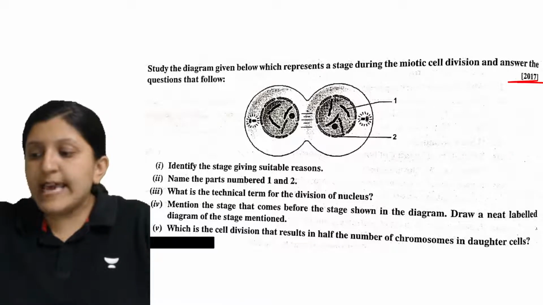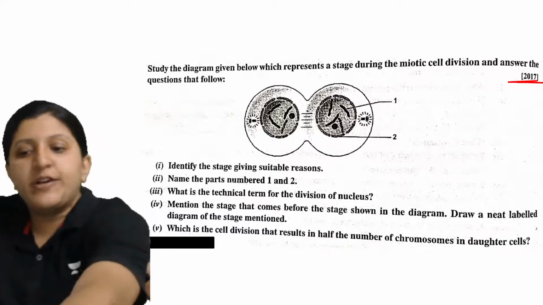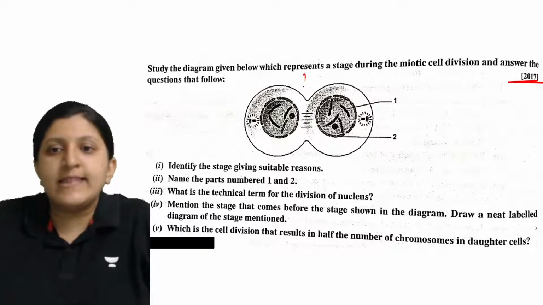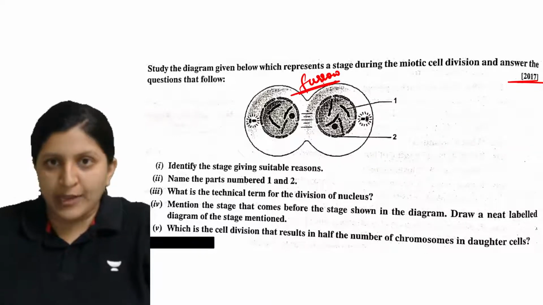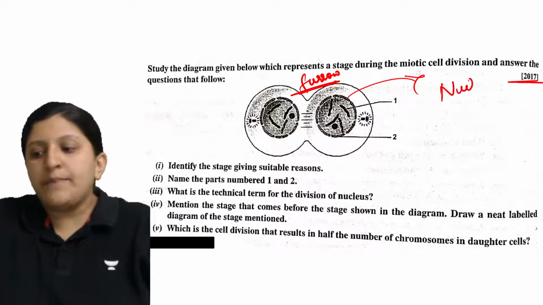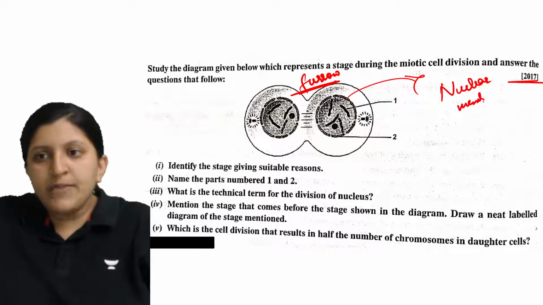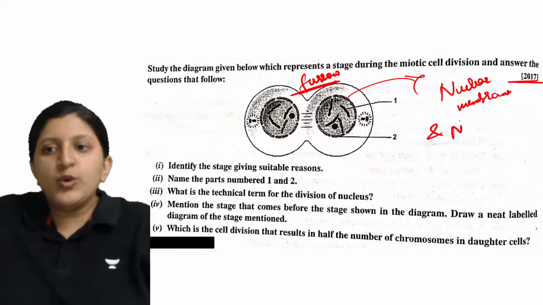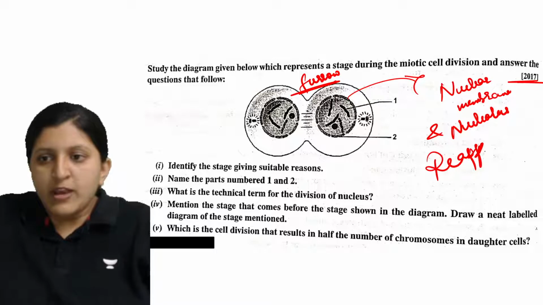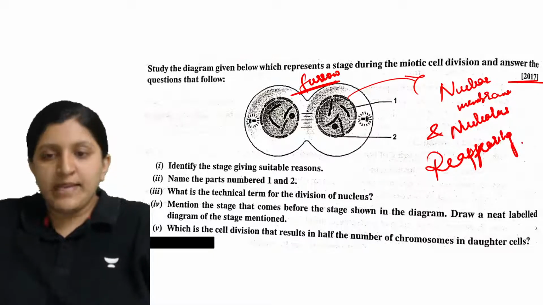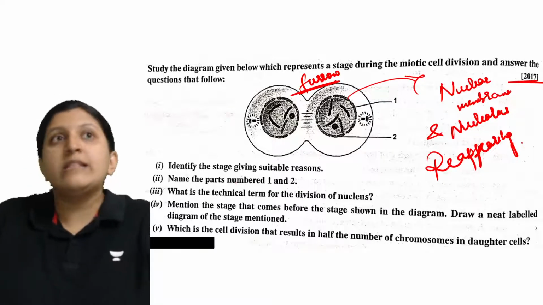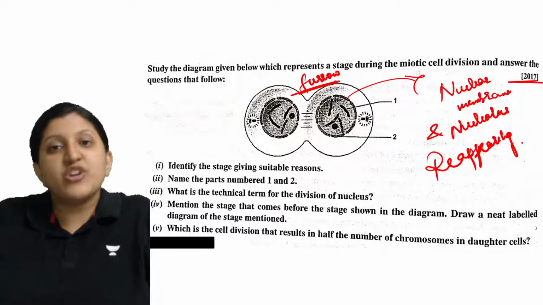In this case, the stage which is mentioned here is telophase. How exactly telophase? What is the reason? You can see that there is a furrow formation, and the other thing is that the nuclear membrane reappears, along with the nucleolus. The nuclear membrane and the nucleolus are reappearing. This is the reason. Other than that, decondensation: earlier the condensation was done, here decondensation, which is not yet shown.